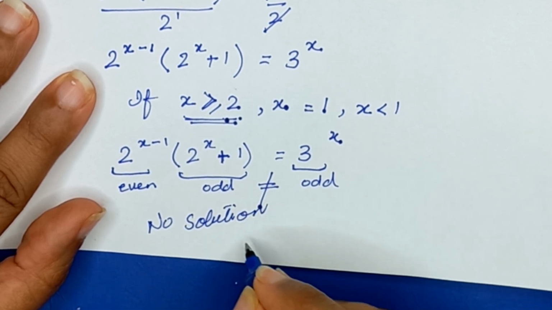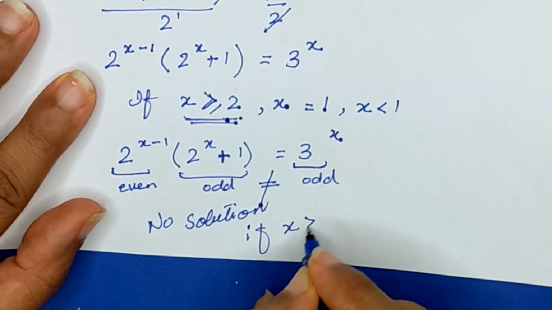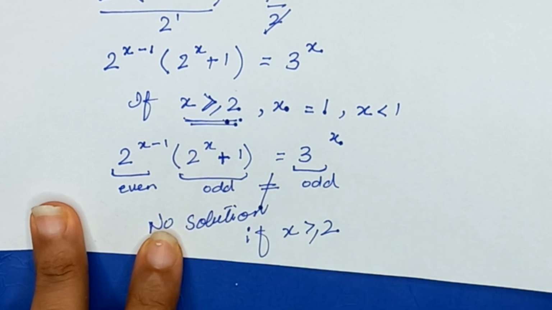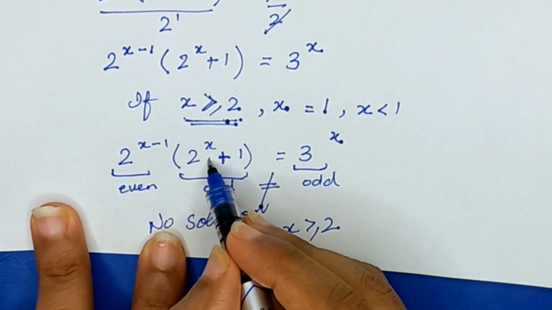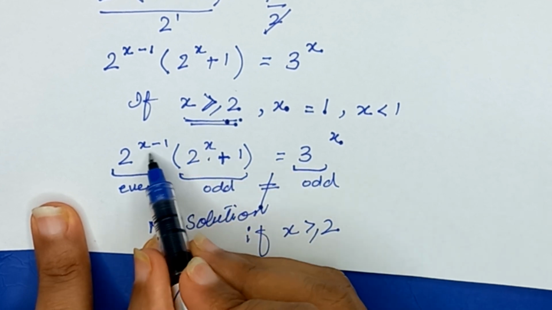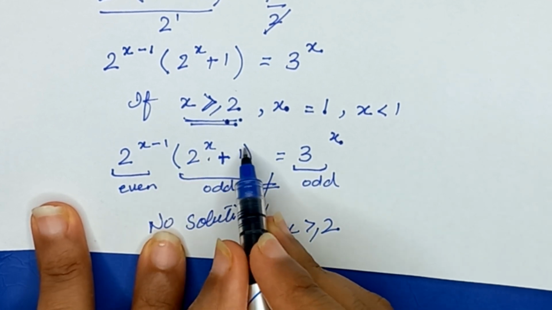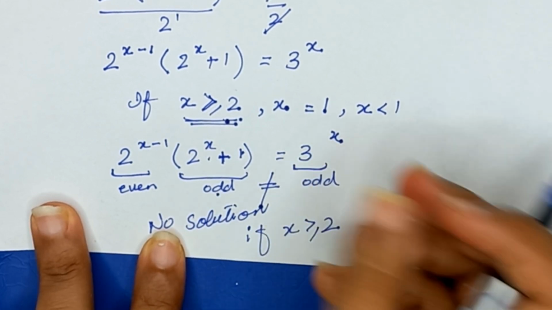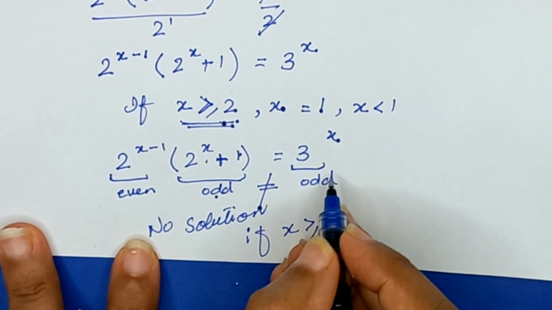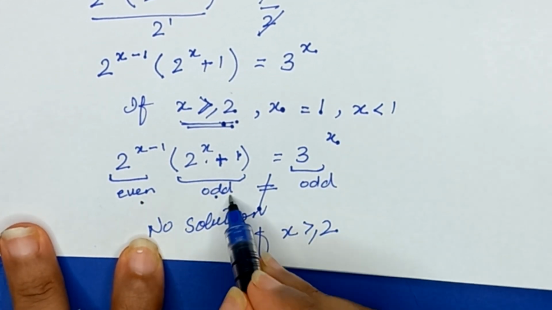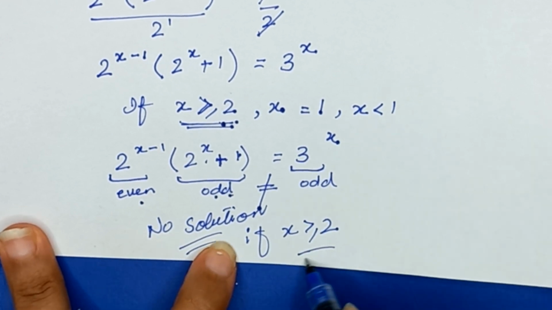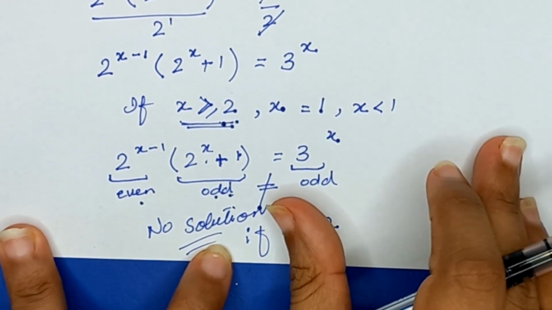So here we have no solution if x is greater than or equal to 2, because 2 raised to the power x gives us an even number. When we add 1, it will become an odd number, and 3 raised to the power of any number will be an odd number. So even times odd will not be equal to odd. So it means no solution for x greater than or equal to 2.